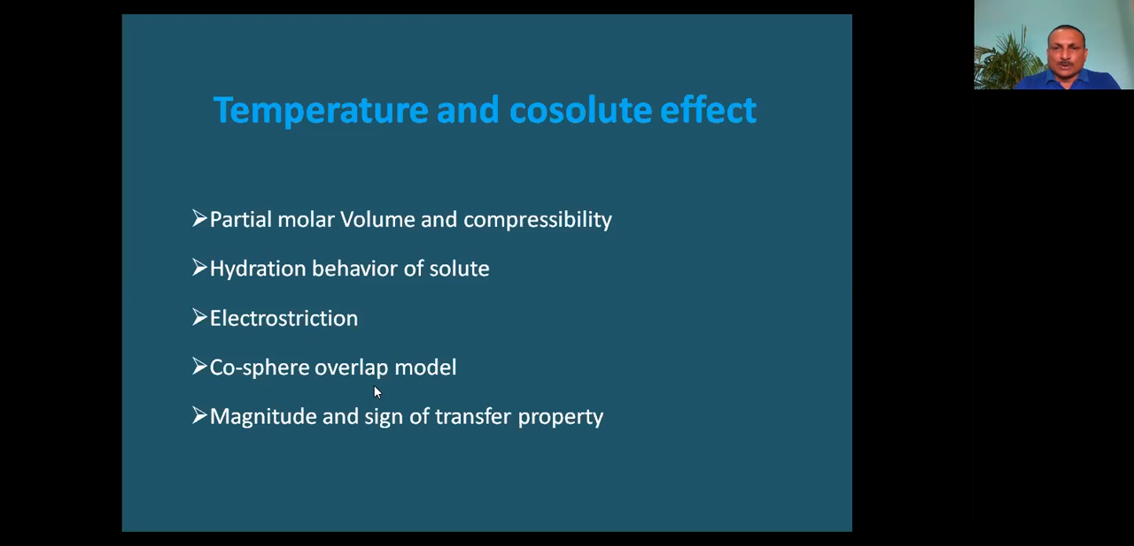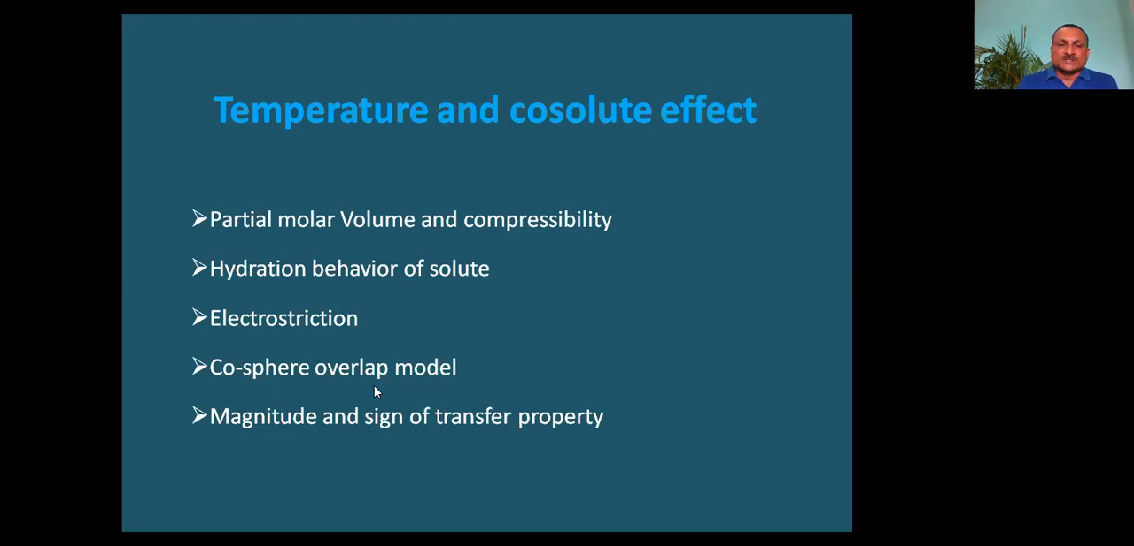The hydration spheres of the solute and co-solute overlap with each other, and if there are ion or hydrophilic type of interactions between the solute and solvent, then there is a release of water molecules upon overlap of the co-spheres of the solute and co-solute, and the volume and compressibility of that system increase. Whereas if there are hydrophobic type of interactions, then the volume and compressibility of the solution decrease.